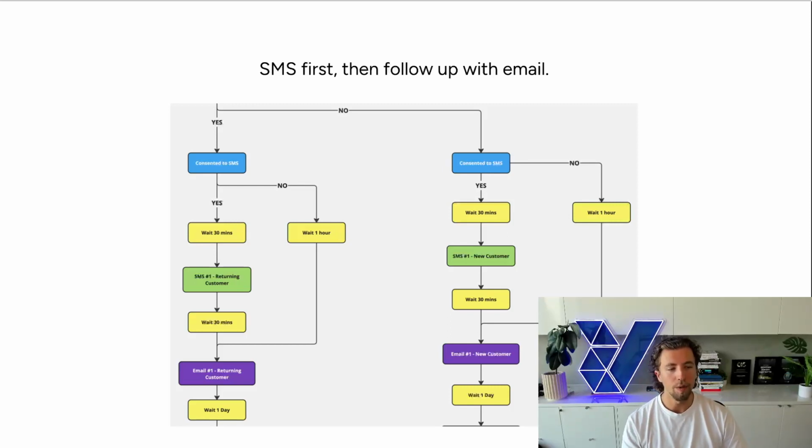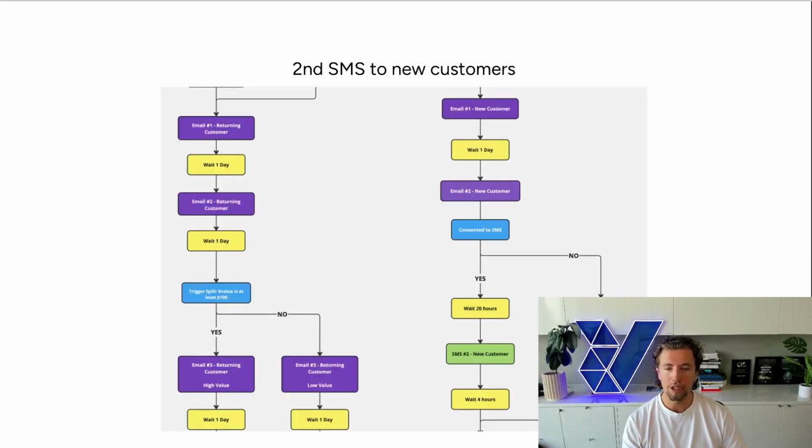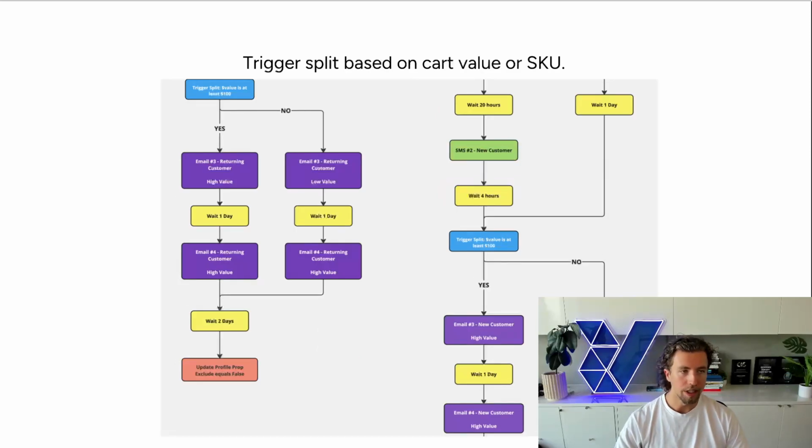But if that doesn't work, we then want to be following up with objection handling based emails. We want to be using that zero-party data and addressing it within our follow-up emails, as well as following through with a second SMS to new customers. We don't want to be doing that second SMS to existing customers, as we don't want to accidentally get them to unsubscribe. We then have a trigger split that's based on cart value or SKU.